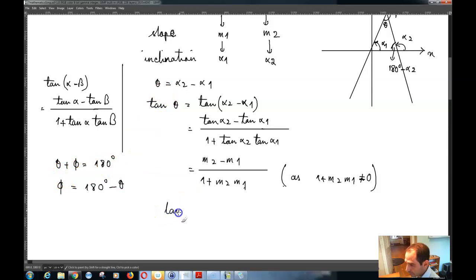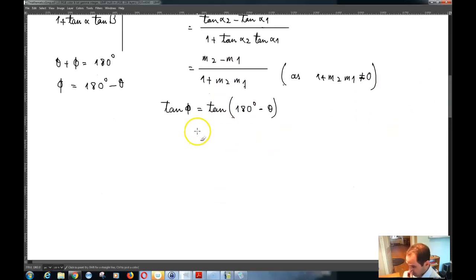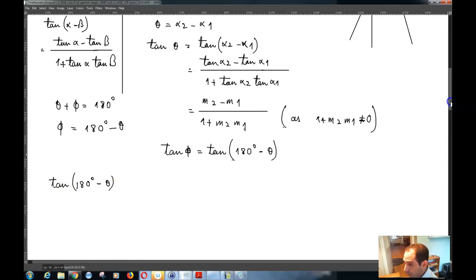Now tan of alpha, if you want to calculate that, is equal to, based on this, tan of 180 minus theta, which is equal to, basically you can write this as negative tan of theta. And the reason for that is that basically tan of 180 minus theta, you can use the same formula that we had up here.